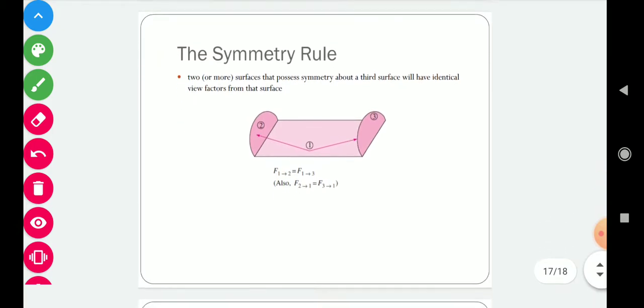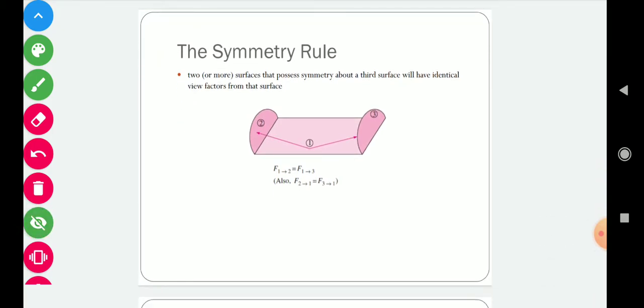And the last one is the symmetry rule. Two or more surfaces that possess symmetry about a third surface will have identical view factors from that surface. So if this is the center point and these 2 and 3 are identical surfaces, then F12 will be equal to F13. So this F12 will be equal to F13 due to the symmetry rule. Similarly, F21 will be equal to F31. So this is the symmetry rule.